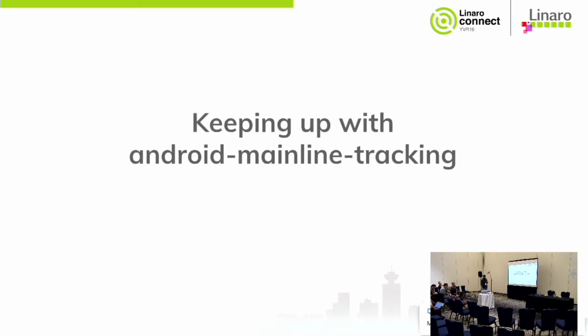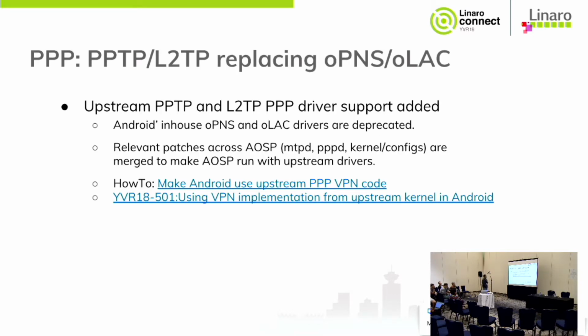I have compiled a list of four or five features which have been recently added compared to 4.14 or maybe 4.9, some as recently as two or three months ago. We'll start with PPP. Android used to have legacy OPNS and OLEC drivers, which were completely out of mainline. These patches got dropped in 4.14, in favor of the upstream drivers in the kernel.